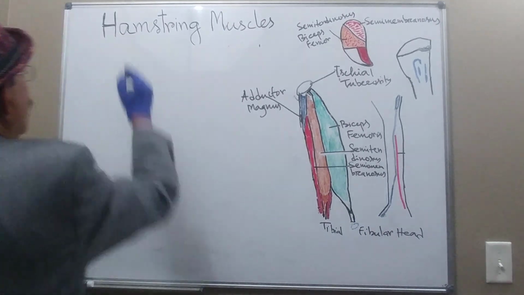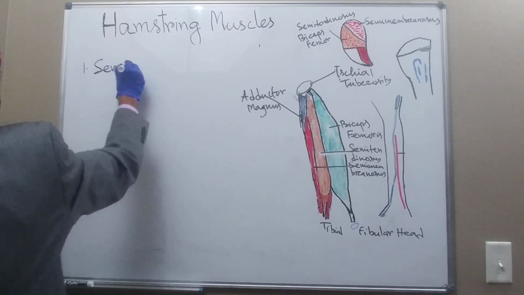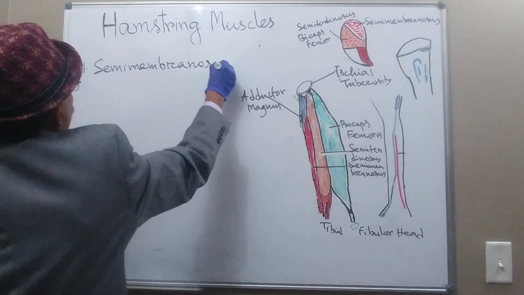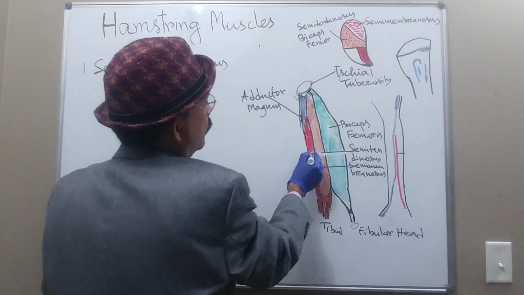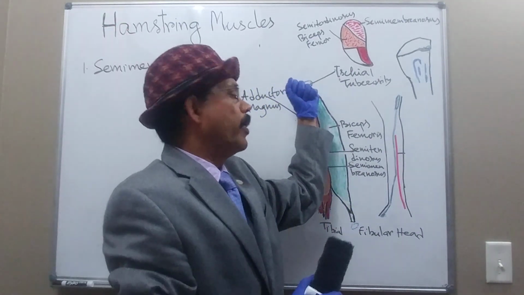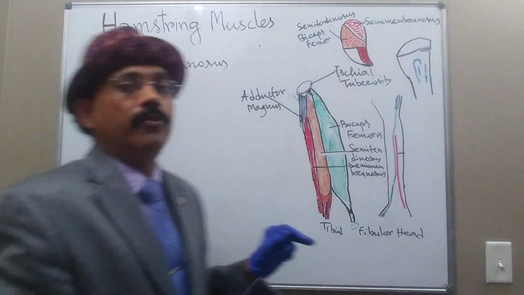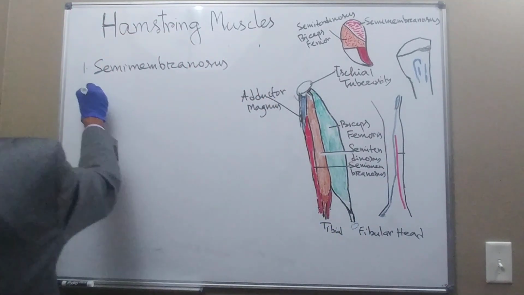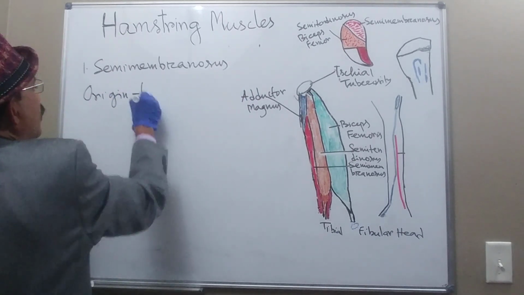Now we go again to the individual muscles. First of all, semimembranosus. This is the semimembranosus muscle here. This part is also semimembranosus. Semitendinosus is over the semimembranosus. Its name is semimembranosus because its origin is membranous. Origin is from the ischial tuberosity.